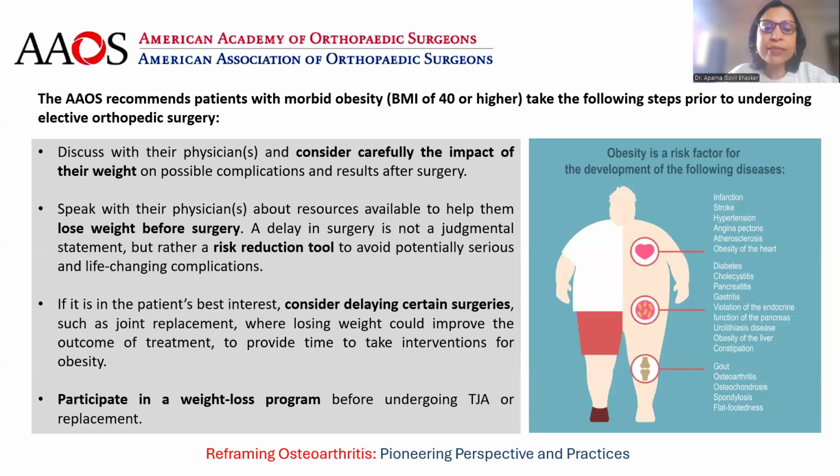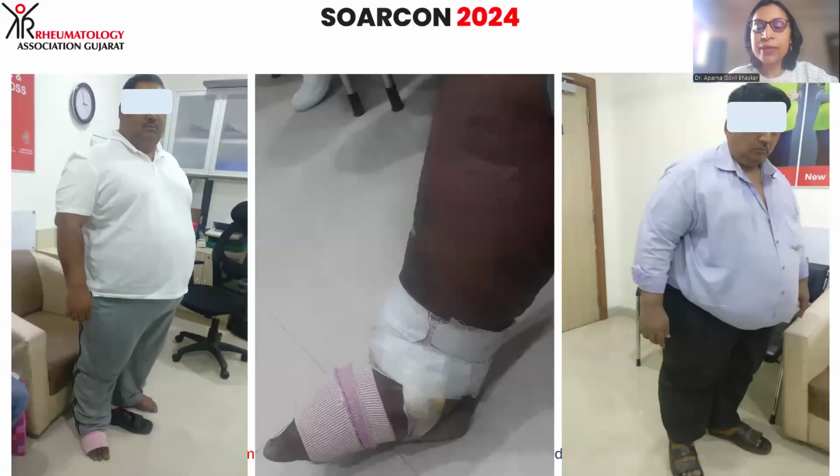These are the recommendations of the American Association of Orthopedic Surgeons, and specific to patients with BMI more than 40. Now, they say that in these kind of patients, one must consider carefully the impact of weight on possible complications and results after surgery. And these patients are strongly advised to lose weight before surgery. Sometimes it may be in the patient's best interest to actually consider delaying certain surgeries and to lose weight and come back and participate in a weight loss program before they actually undergo surgery.